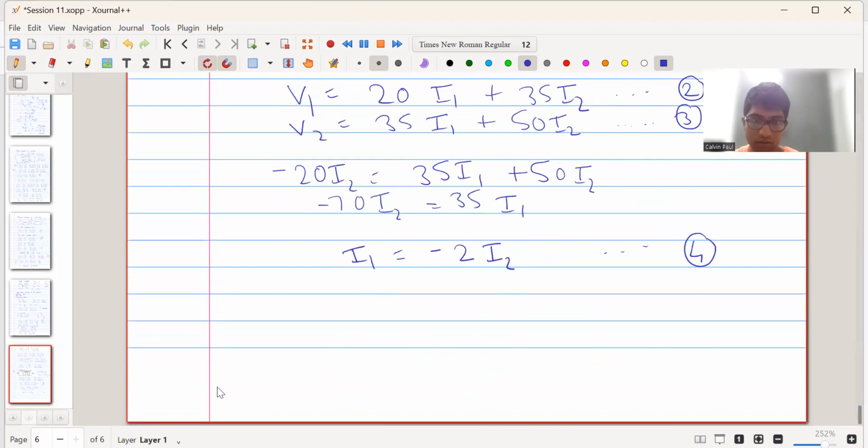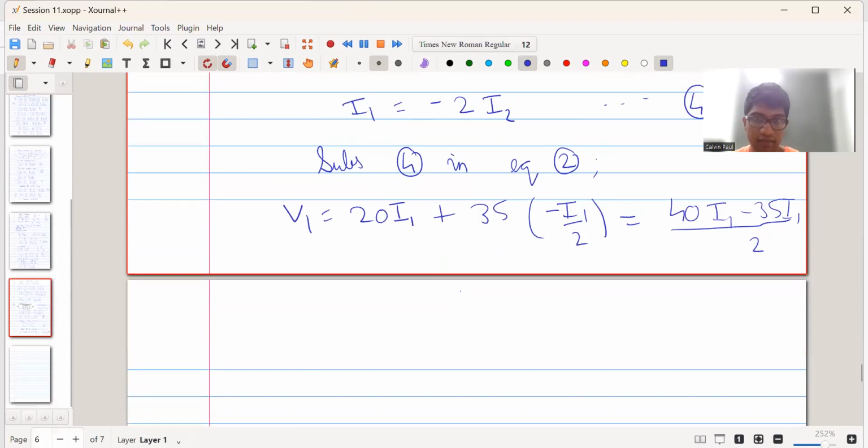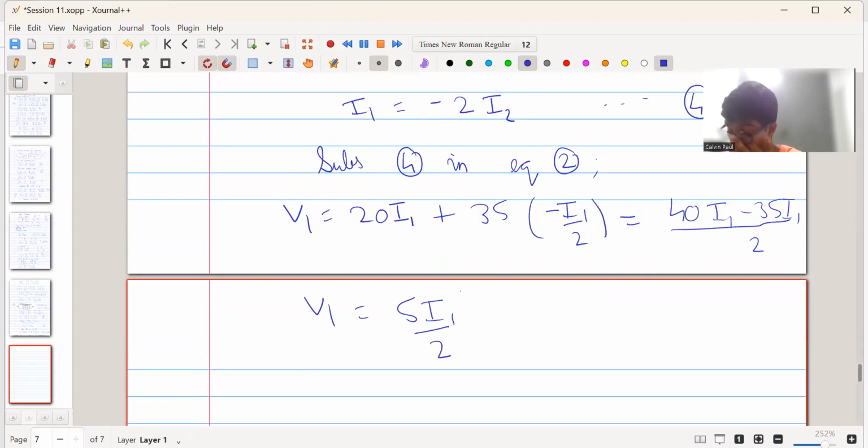Now I will substitute equation 4 in equation 2. I will get V1 is equal to 20 into I1 plus 35 into minus I1 upon 2. So this will be equal to 40 into I1 minus 35 into I1 upon 2. Or we can write it as V1 is equal to 5 into I1 upon 2. So this is equation 5.